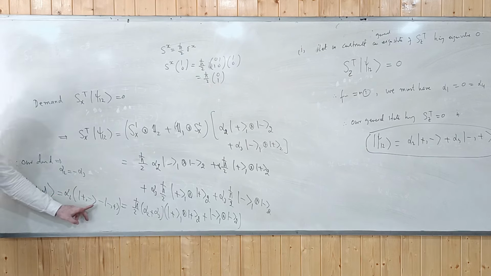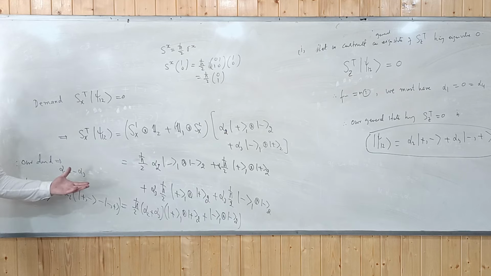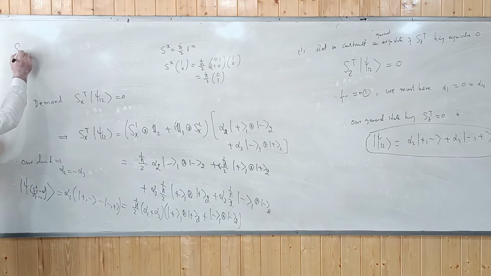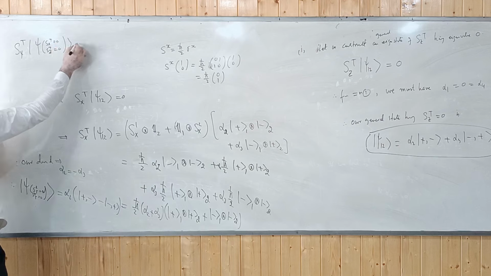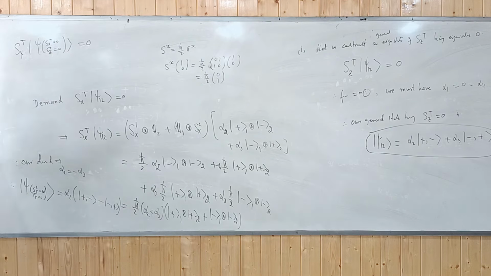Now it's a linear combination with a minus sign here. Clear? Now if you act Sx total on this very state, that will also give you 0. If you act Sy total on this state, or Sx total equal to 0, Sz total equal to 0 on this very state, that will also give you 0. So that means all the components of the angular momentum of this very state are 0. So in other words, it's actually an isotropic state.